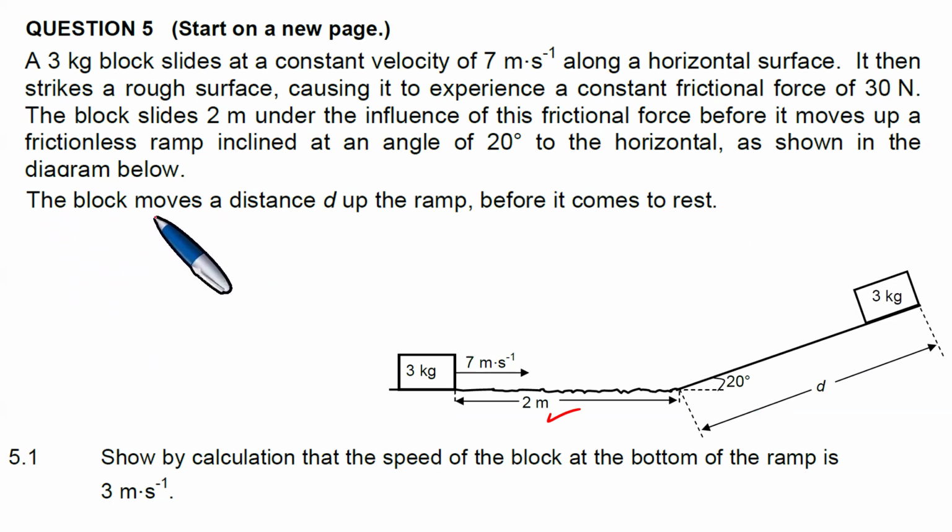The block moves a distance d up the ramp before it comes to rest. Show by calculation that the speed of the block at the bottom of the ramp is 3 meters per second. So now we need to show by calculation that the speed of the block at the bottom of the ramp is 3 meters per second.